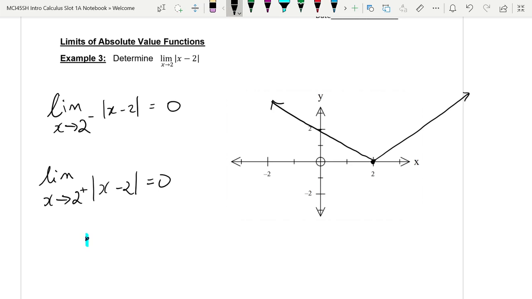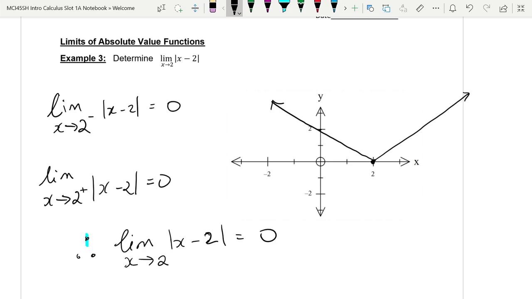So therefore, the limit overall as x approaches 2 of that is equal to 0. Okay. So that's a pretty straightforward one. But these get more complicated when there's more pieces on them.